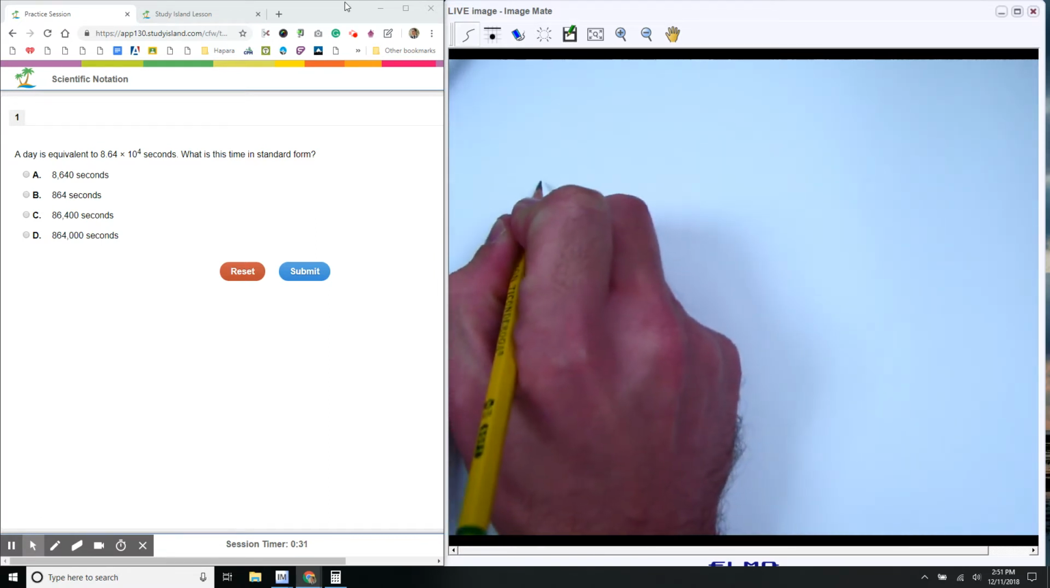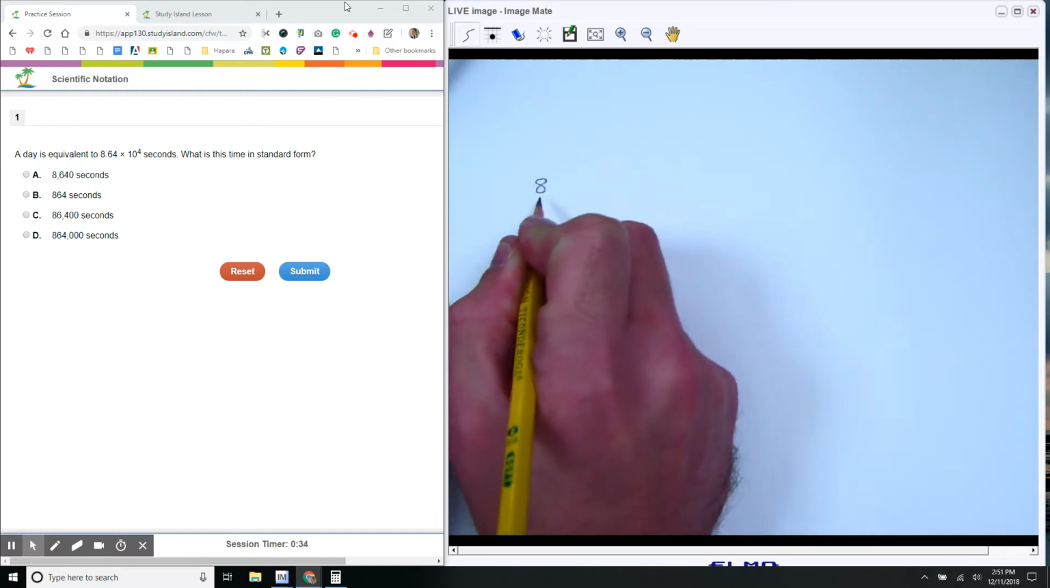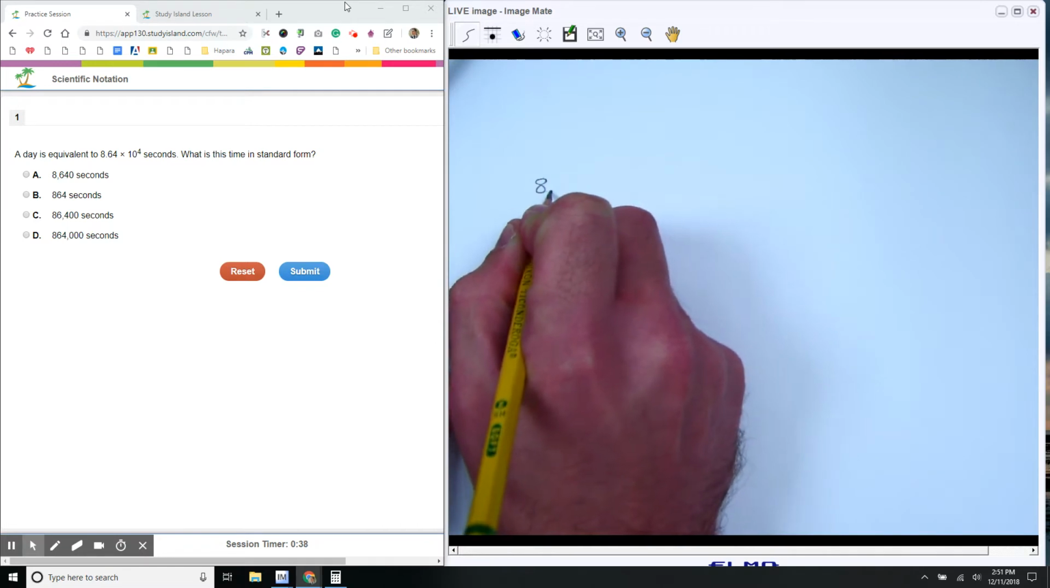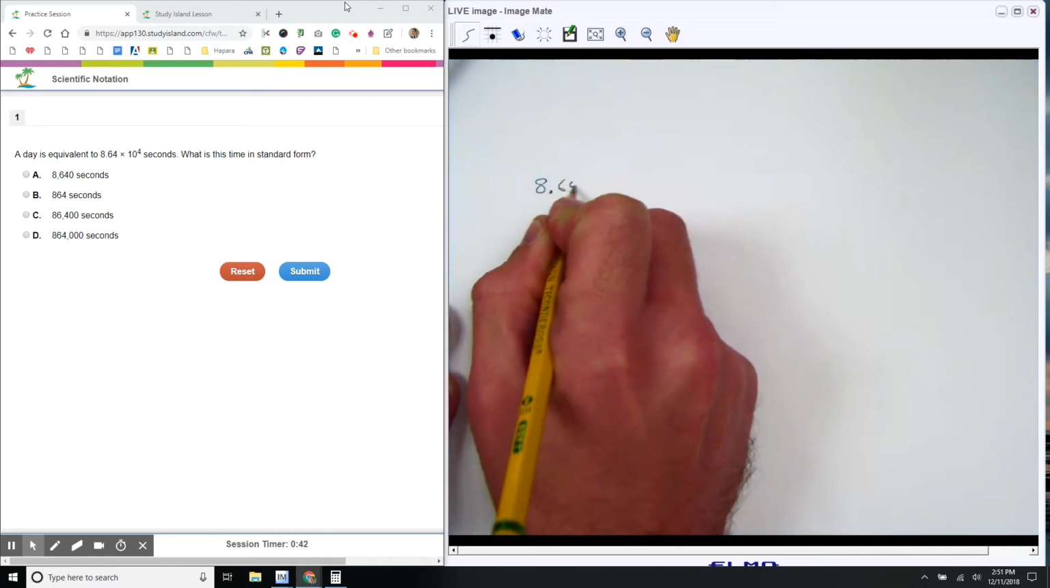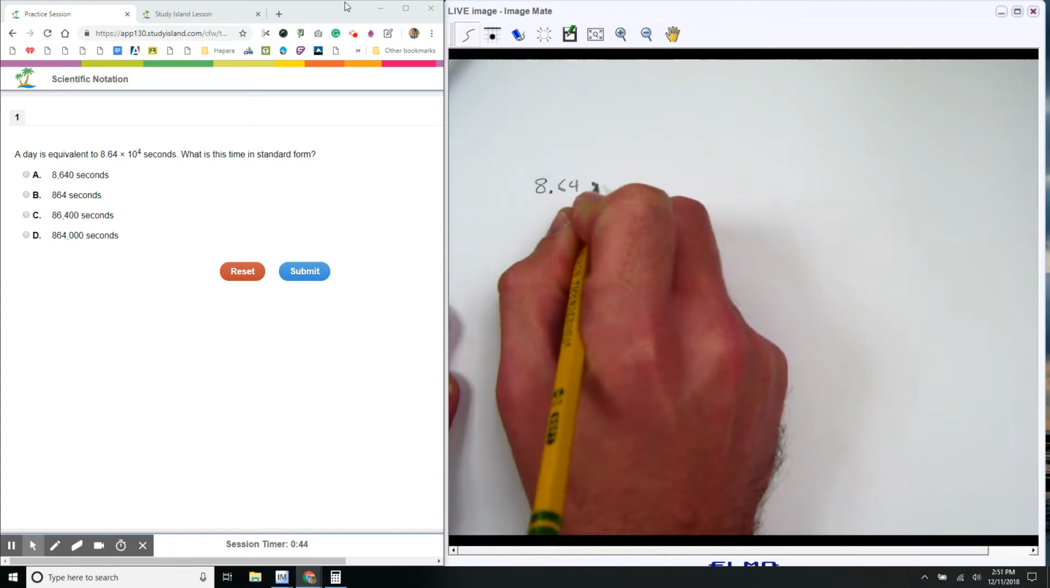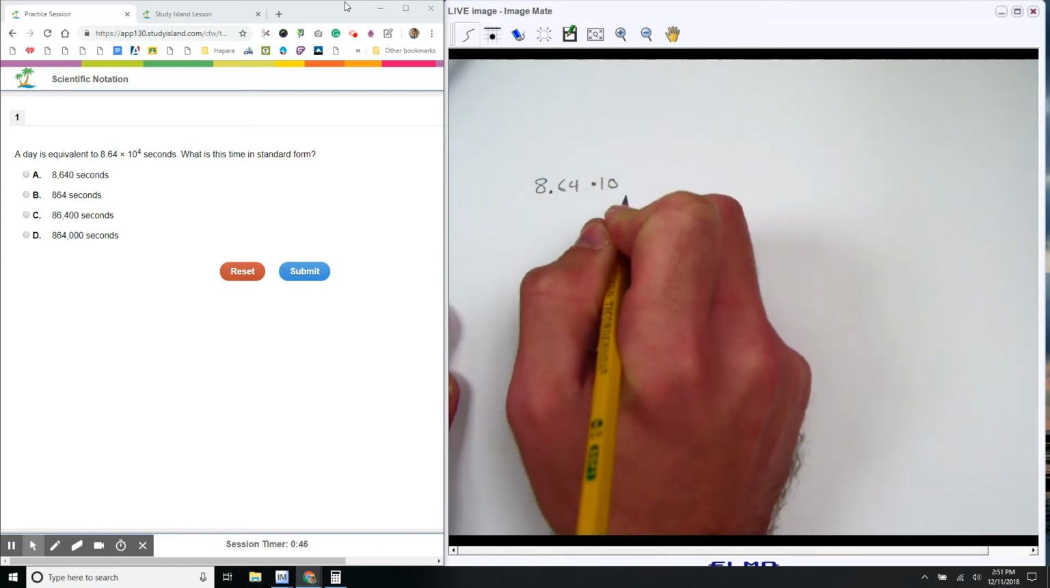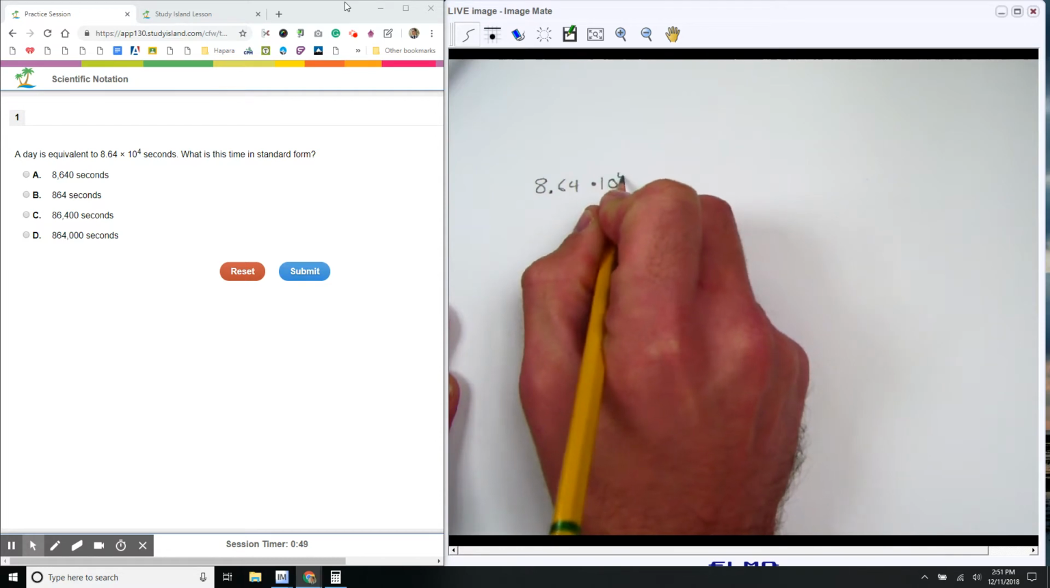Scientific notation is always a single digit from 1 to 9, so 0 doesn't count, then a decimal point, then some other digits. In this case, it's 6 and 4. And then it always says times 10 to an exponent. And in this case, the exponent is 4.